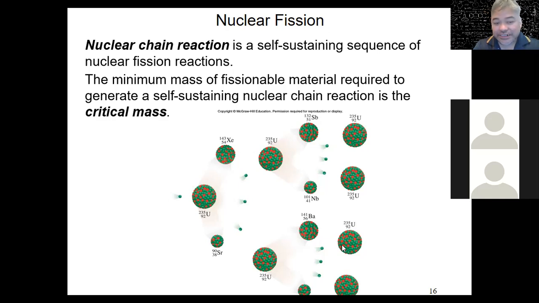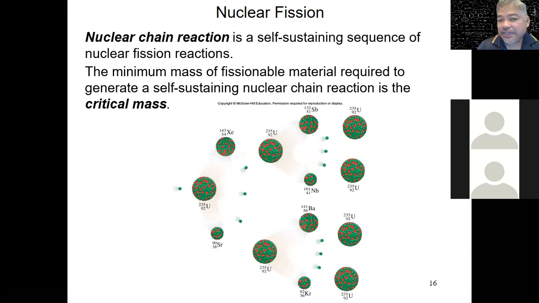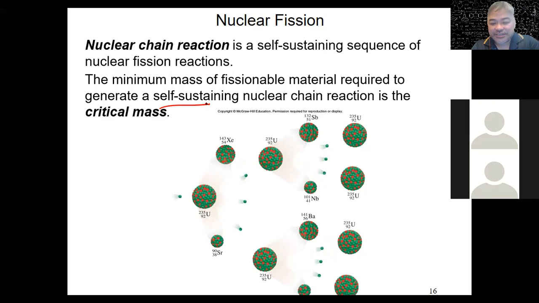But if you have a supercritical chain reaction, there is an average of more than 1 neutron produced per uranium-235 that is consumed. And this fission can increase its rate rapidly and a violent explosion can result. Okay, so that's the difference in this chain reaction. And the minimum mass of fissionable material required to generate a self-sustaining nuclear chain reaction is called the critical mass.